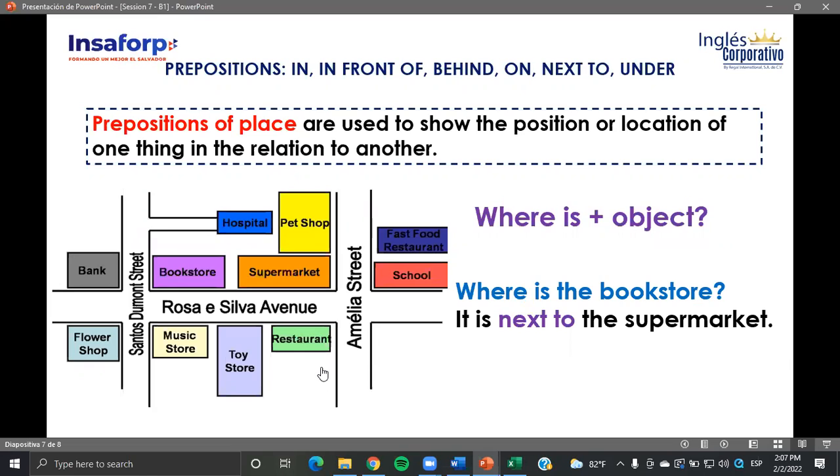With that one, you can say the hospital is next to the pet shop. Or you can say the hospital is behind the supermarket. So you have different possibilities, as you can see. Hay diferentes posibilidades, ¿verdad? Okay? Okay, muchas gracias.